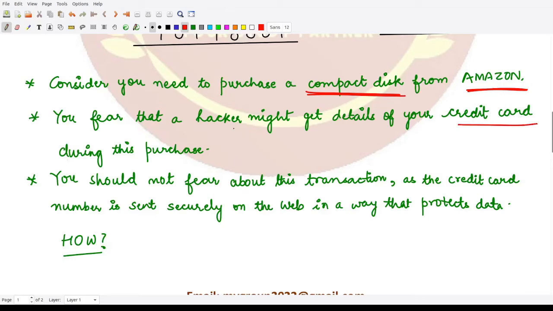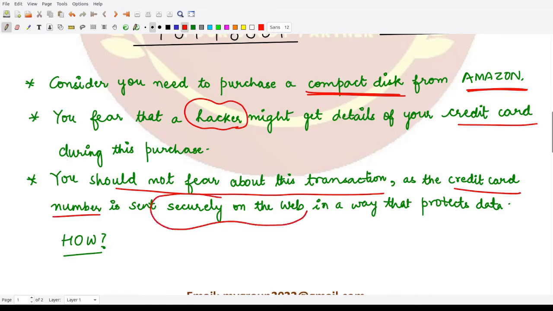because any hacker might get your details, and you fear your account being hacked. So what should you do? Basically, you should not fear this transaction. Why? Because the credit card number is sent very securely on the web in such a way that it protects your data. It does not allow your data to go to anyone.